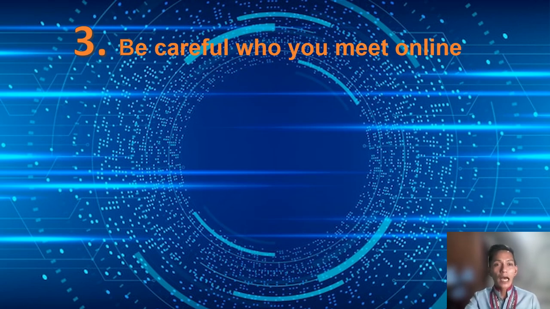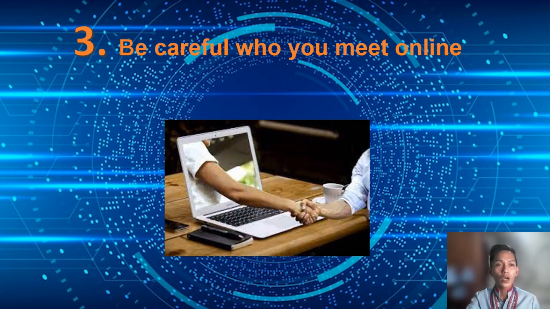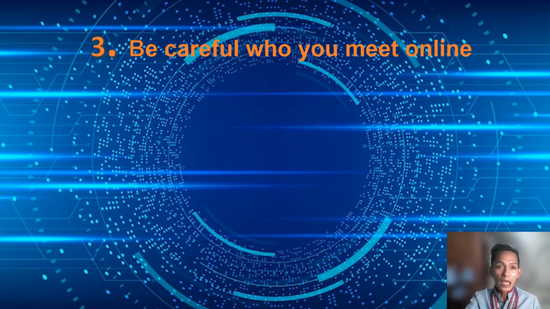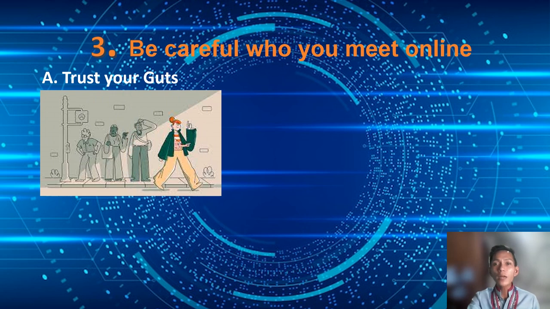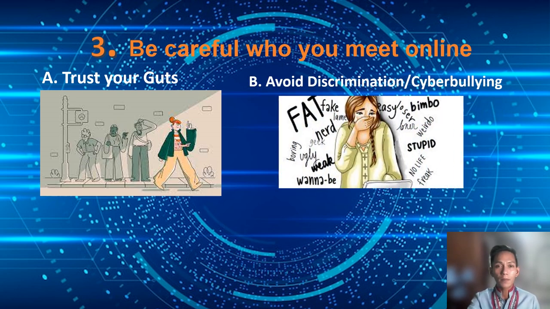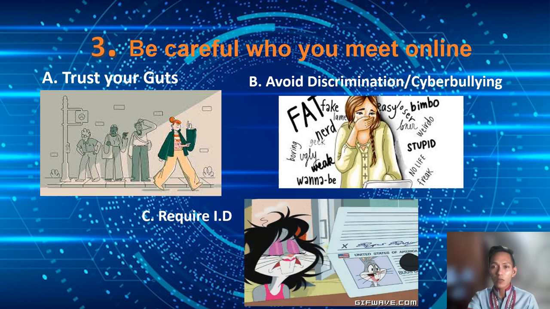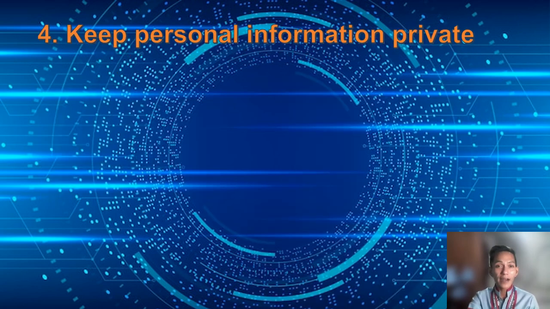The third rule. Be careful who you meet online. Be cautious and sensible in your online social life. People you meet online are not always who they claim to be, or they may not even be real. With this, you may trust your gut. If someone approaches you online and makes you feel in danger, stop your communication with them immediately. If they insist, tell a trusted adult about this matter. Avoid discrimination or cyberbullying. It is a crime that tramples someone's individuality. If someone did this to you, it is best to block, delete, or ignore these people.